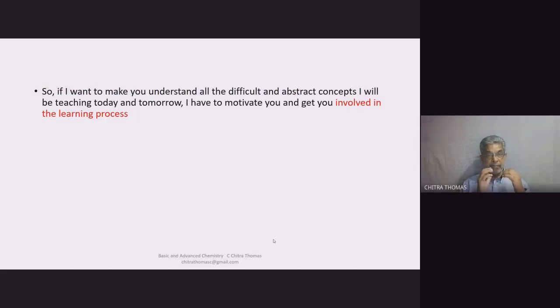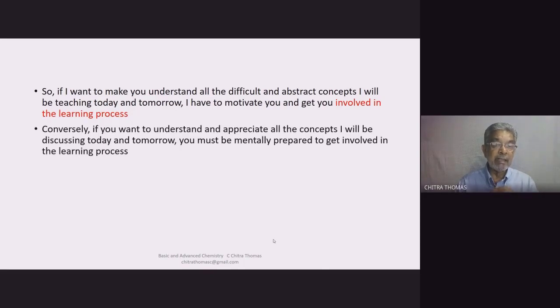So, if I want to make you understand all the difficult and abstract concepts I will be teaching today and tomorrow, I have to motivate you and get you involved in the learning process. Conversely, if you want to really understand and appreciate all the concepts I will be discussing today and tomorrow, you must be mentally prepared to get involved in the learning process.